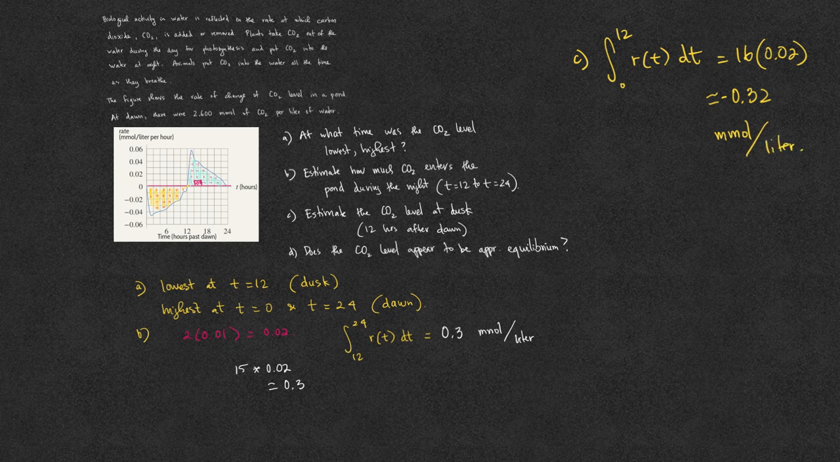Do the CO2 levels appear to be approximately in equilibrium? We would say so. Approximately, not exactly the same. The amount of CO2 leaving and entering between daytime and nighttime is approximately the same.